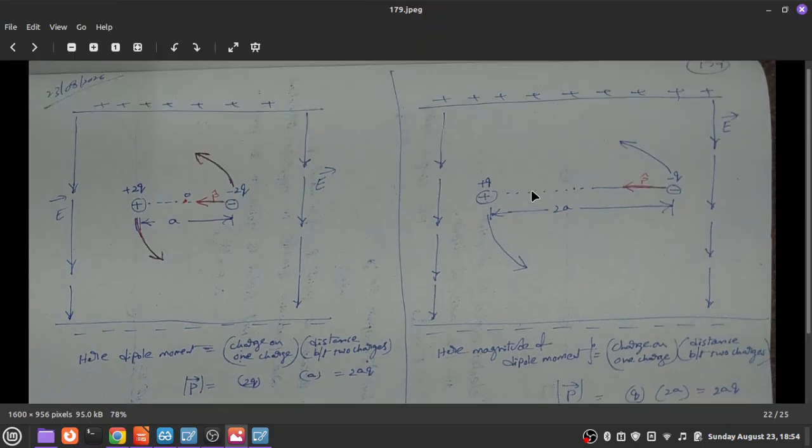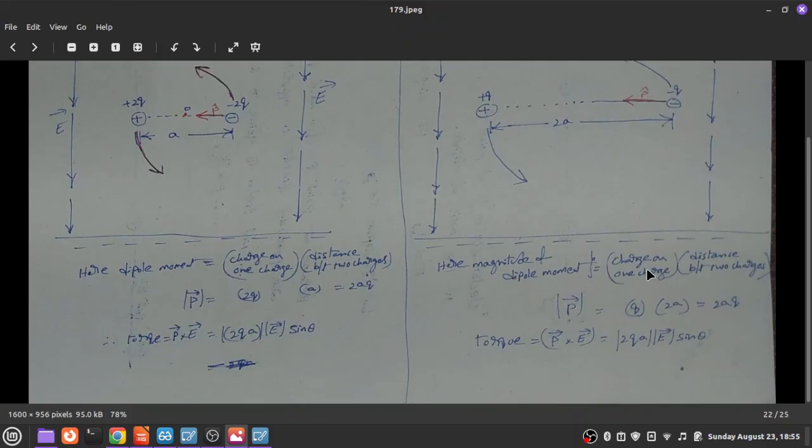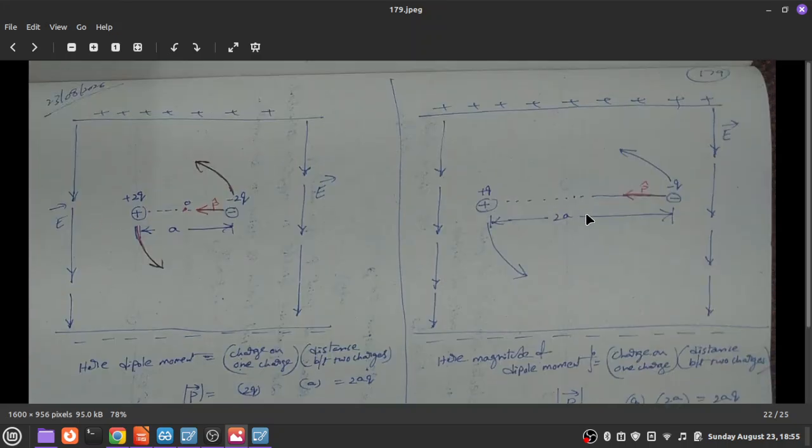The magnitude will be the same for the other case. In the second case, we have used another dipole. Each charge of this dipole carries a charge of only plus q and minus q, compared to the first case, which also has two charges, 2q and minus 2q. But here the distance between them is 2a. If you calculate the magnitude of the dipole moment, charge of one charge multiplied by distance between the two charges, the charge is q and the distance is 2a, so again you get 2aq. So here also the torque is the same. Both dipoles experience the same torque, because the torque depends on the dipole moment, which is the product of the charge of the dipole and the distance between the two charges.